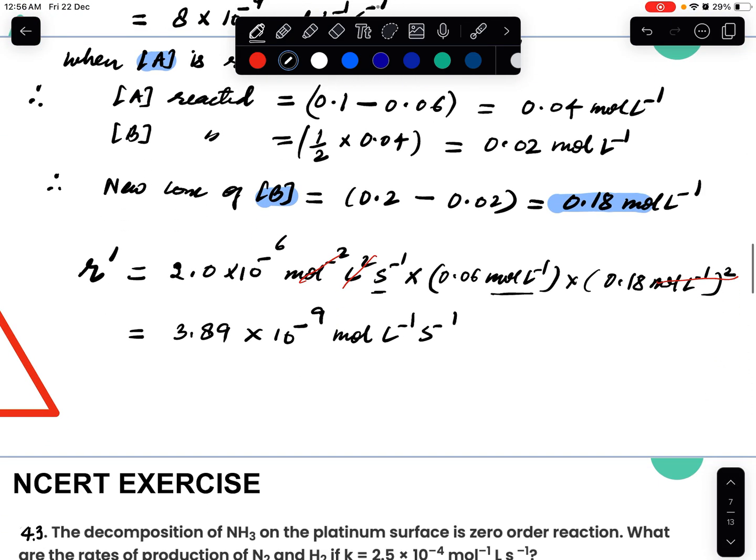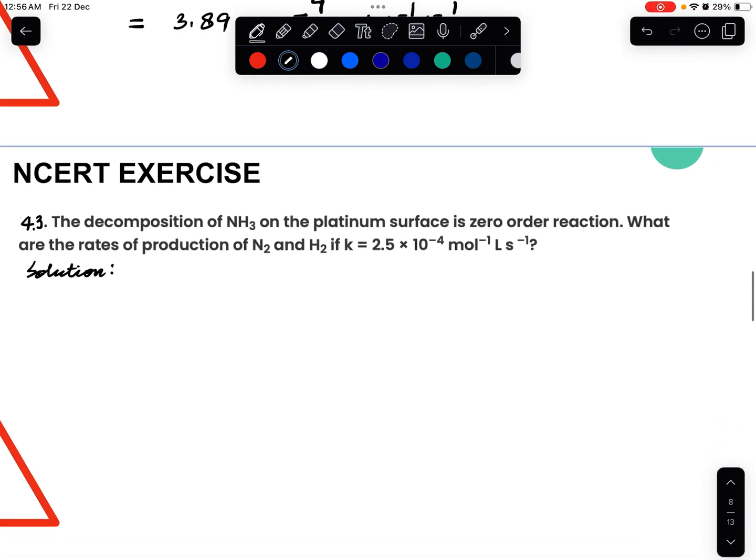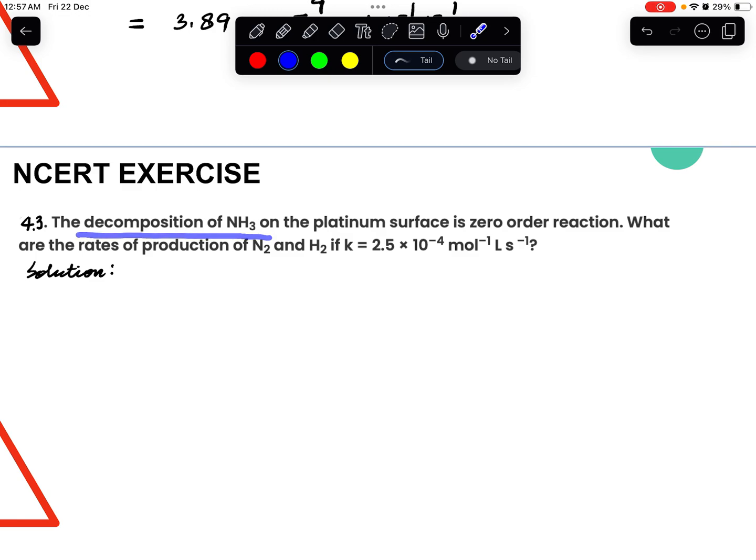Now come to the third problem. In the third problem, they have given the decomposition of ammonia on a platinum surface, and they are saying that it is a zero order reaction. Zero order reaction means the rate is not affected by the concentration of the reactant.